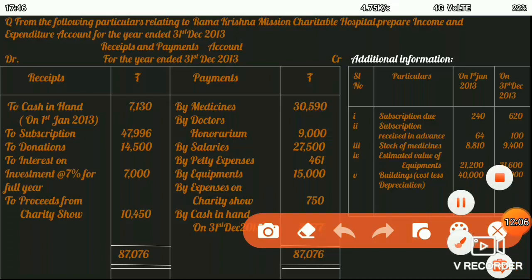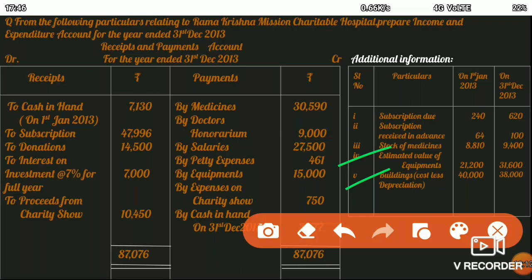The next item which requires adjustment is, I've taken equipments, I'll take buildings. Now buildings less depreciation, the opening value is 40,000 given to us. Now closing shows that it is 38,000 after depreciation. So we need to calculate the amount of depreciation here. There is no purchase of building. We can't see any purchase of building. So we have only the opening as well as the closing. There is a difference in the values of the opening and the closing, mainly because of depreciation, because there is no sale of building shown here either.